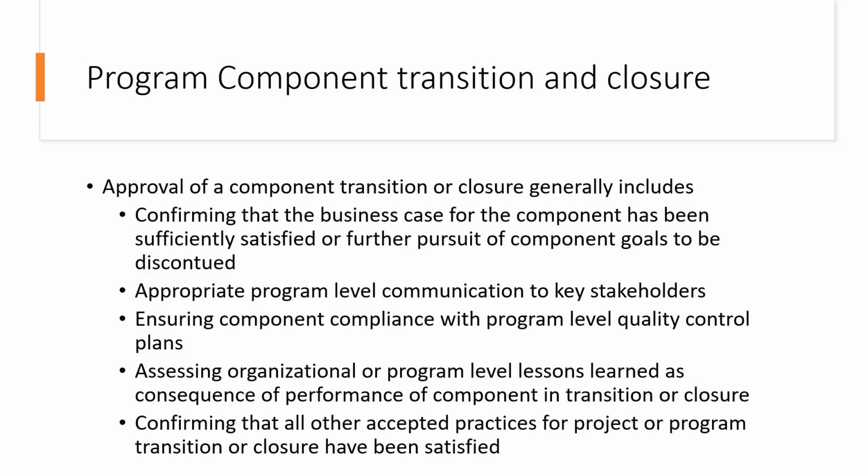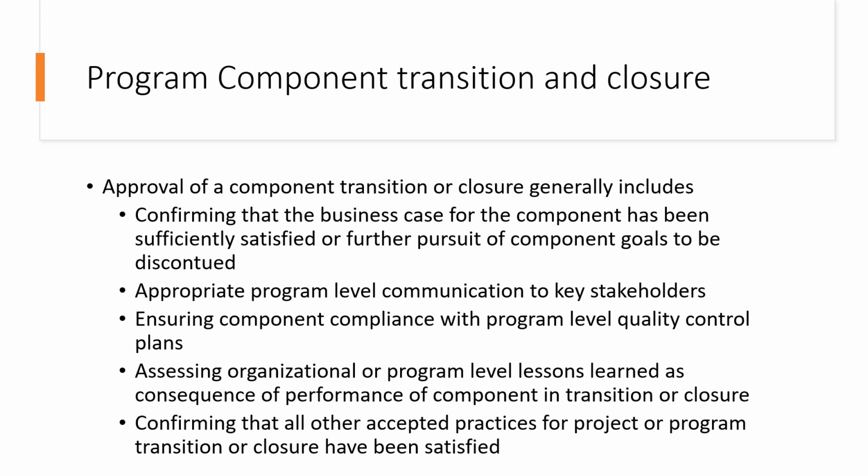So now let us look at approval of a component transition or closure. What does it generally include from the program governance perspective, right? Confirming that the business case for the component has been sufficiently satisfied. It's very important that the steering committee looks at that when you close the component. Yes, this has completed the benefits. It has attained its benefits. We have closed the business case, right? And whether further pursuit of component goals is to be discontinued or not. This depends on the decision point at which we are, right?